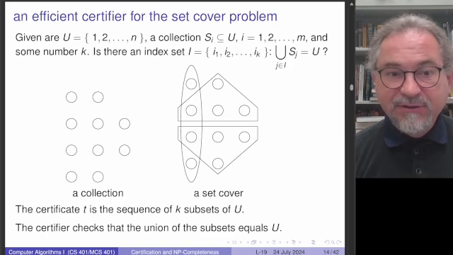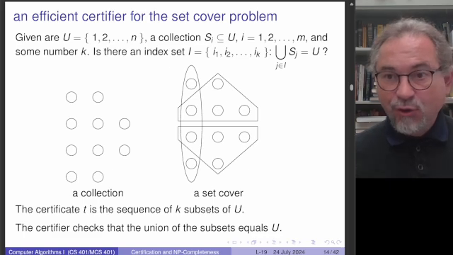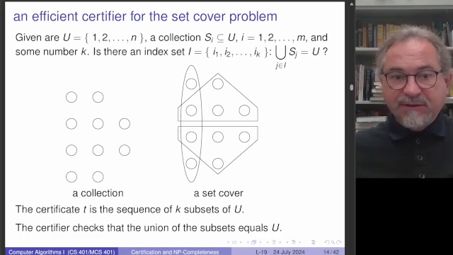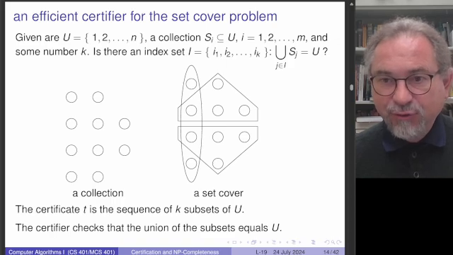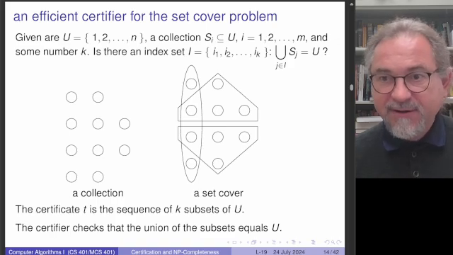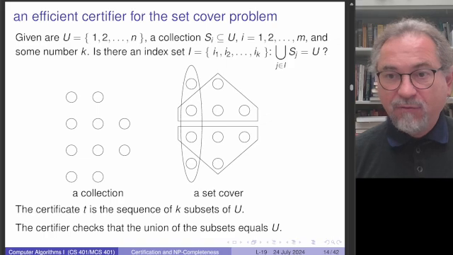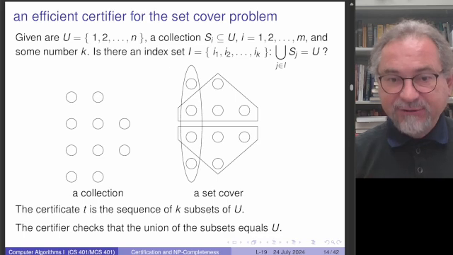Okay, what is the certificate now? The certificate are the indices to the subsets. You can also take the entire subsets. And then you have to make sure that the certifier also runs in polynomial time. And that consists in taking the union of all the selected subsets. So just adding things together.